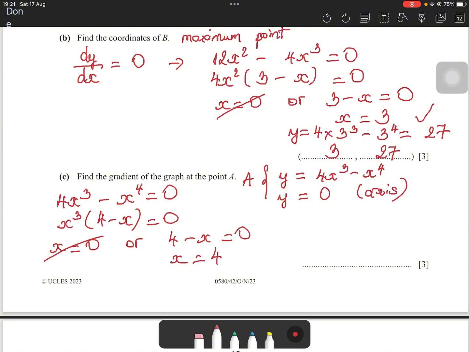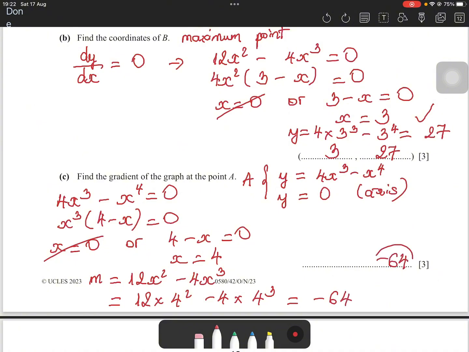And now to find the gradient of the graph at the point A, we will substitute the value of x equals 4 into 12x squared minus 4x cubed. So it is 12 times 4 squared minus 4 times 4 cubed. This one is negative 64. So negative 64 is the final answer.